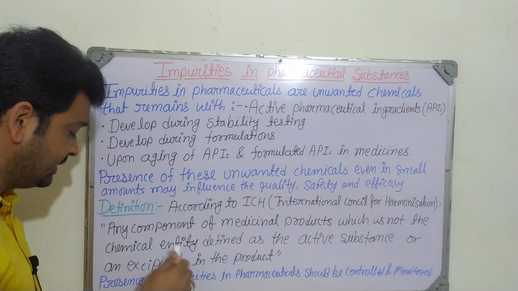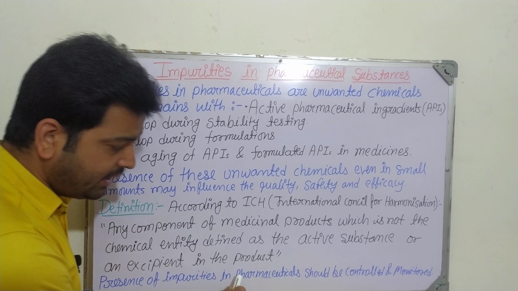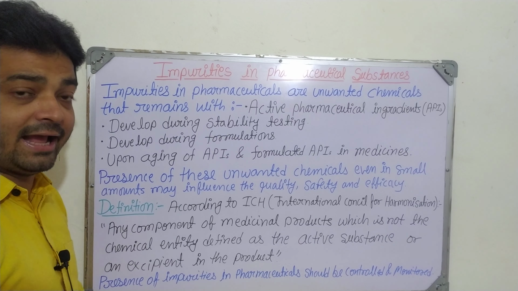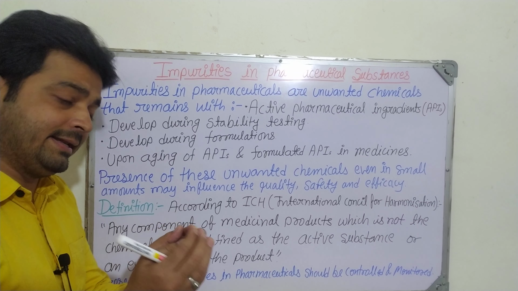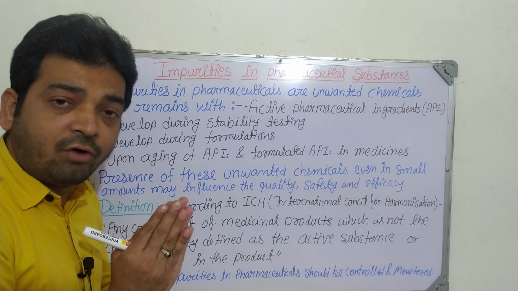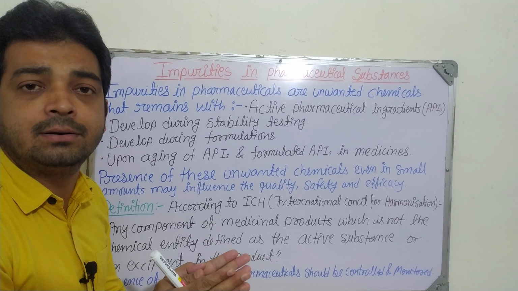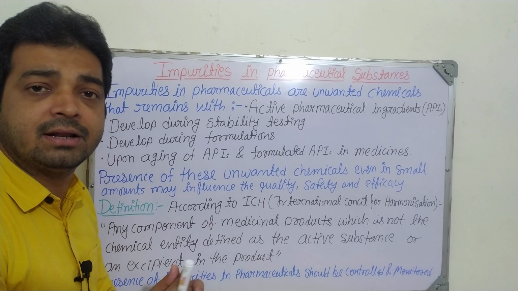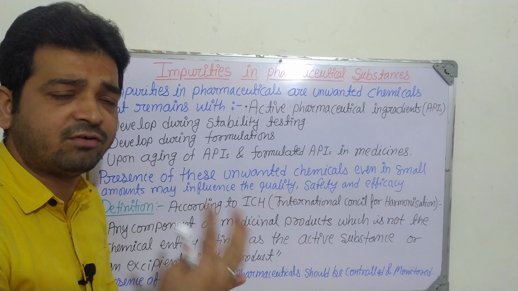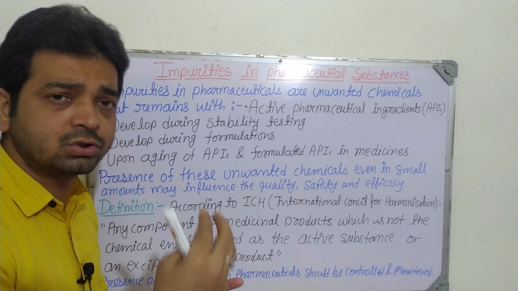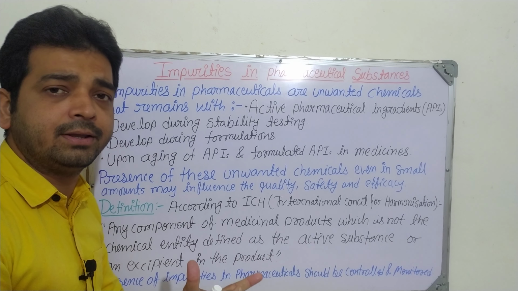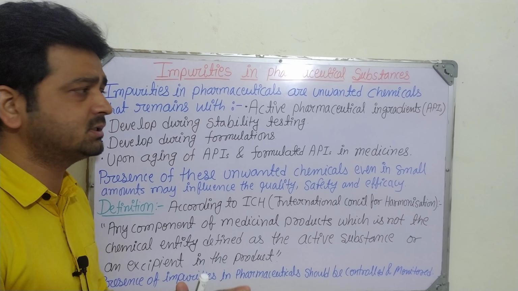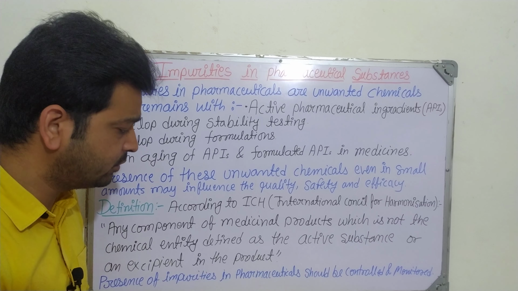The presence of these impurities in pharmaceuticals should be controlled and monitored. We cannot avoid them being there in the pharmaceutical, but there is a limit. That is the limit test. In coming classes we are going to discuss the limit tests for chloride, phosphate, heavy metals, arsenic and all those impurities which keep developing during manufacturing of the pharmaceutical product and under storage conditions. There are many reasons that we are also going to discuss.